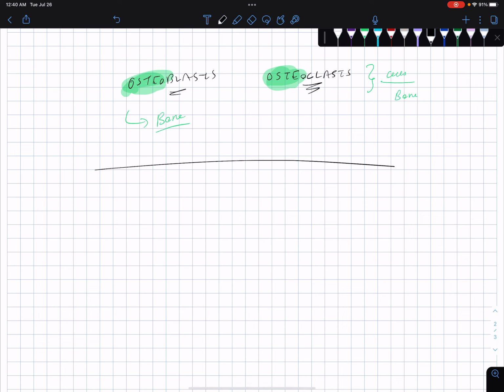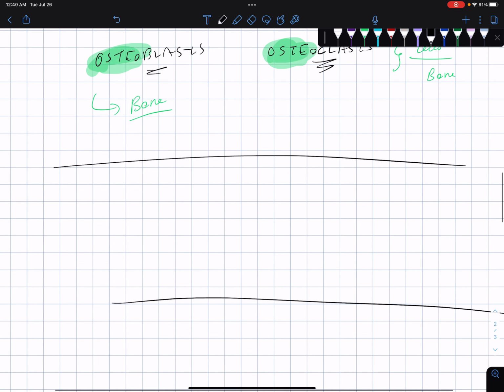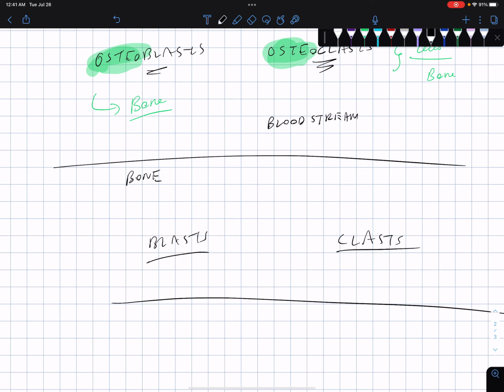So let's say we are zoomed in inside of a bone. So let's say this is the inside of our bone, and then this is actually our bloodstream on the outside. So we've got osteoblasts in here. We've also got clasts in here. So what are each of them doing and what's the difference? Because they sound really similar.